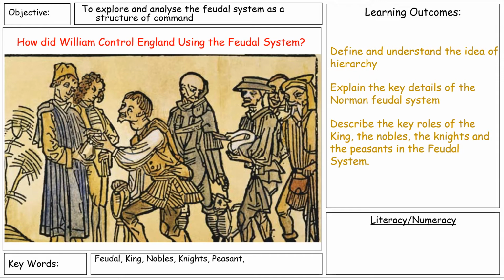So in today's history class we're going to be doing how did William control England using the feudal system. Your learning outcomes are to define and understand the ideas of hierarchy, explain the key details of the Norman feudal system, and to describe the key roles of the king, the nobles, the knights, and the peasants in the feudal system. So if you'd just like to pop the video on pause so you can write down that title and the learning outcomes, and then we can start our lesson.